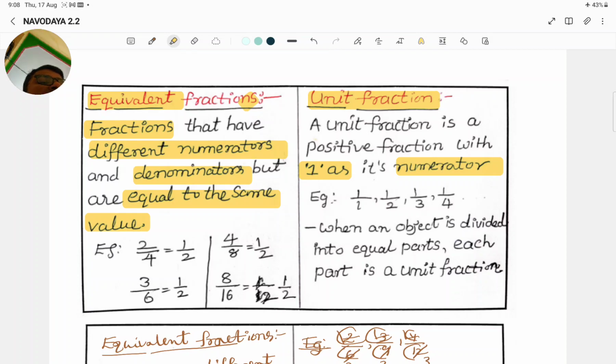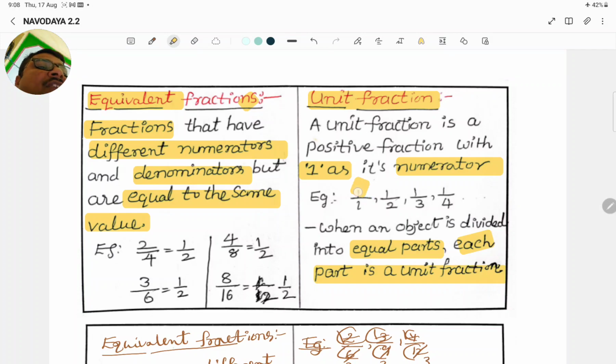When an object is divided into equal parts, each part is a unit fraction. Each and every part is nothing but a unit fraction. How to find the unit fraction? If the numerator is 1, that is the unit fraction.